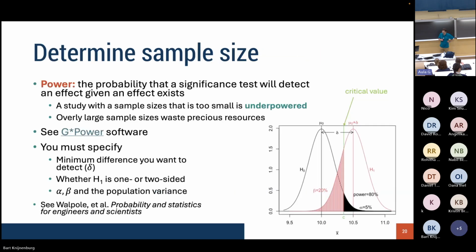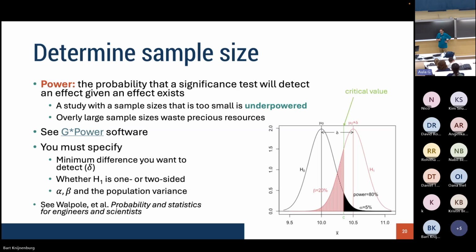Determining sample size. I can't teach you sample size in 5 minutes. What I will tell you is that there's very good software out there. G-Power will enable you to determine sample sizes, and I'd recommend going back to a good engineering undergraduate textbook on statistics. Something like Walpole and Myers is, I think, a really good book, and they'll have a section on power calculations.